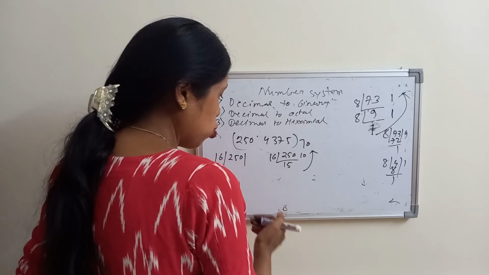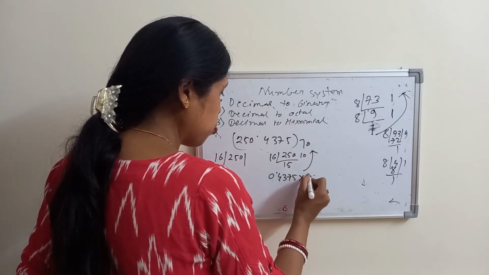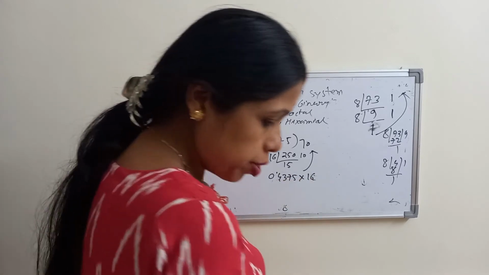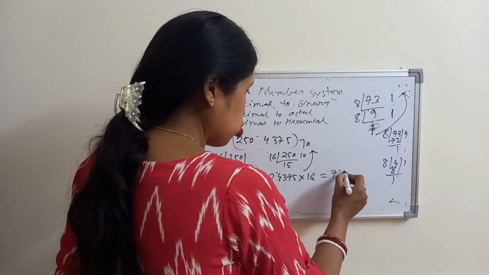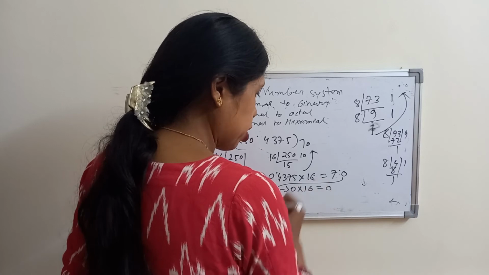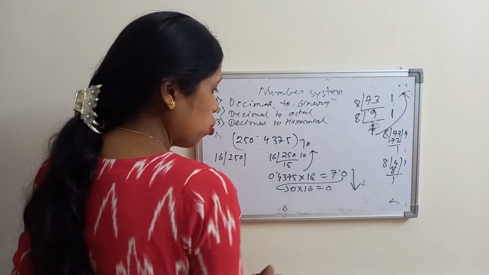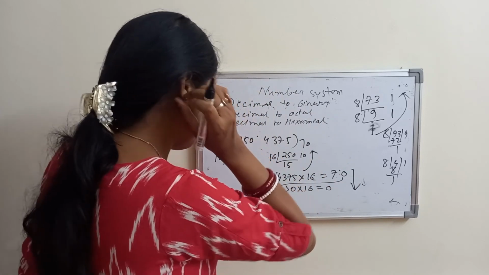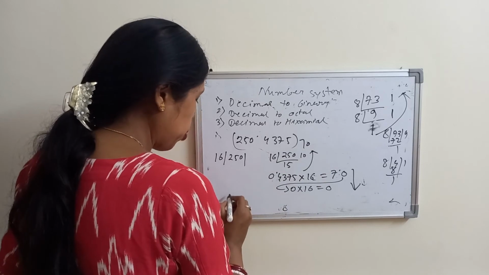The integer part is a bottom up approach. For the fraction number, I have to multiply it by 16. For this you will get 7.0. Multiplying 0 by 16 is not required, as you will again get 0. This is written in a top down approach, while the integer part is written bottom up.